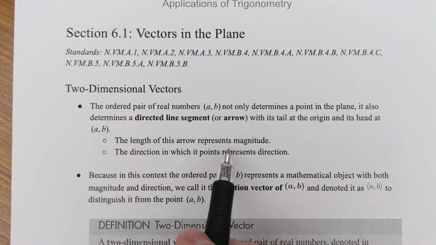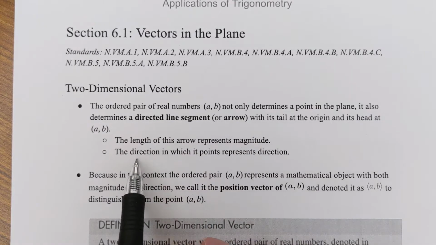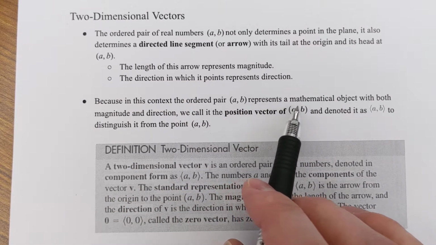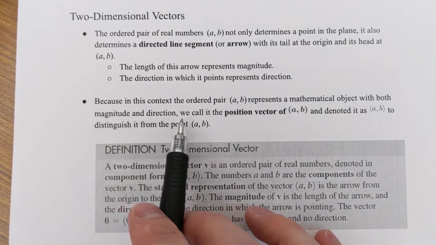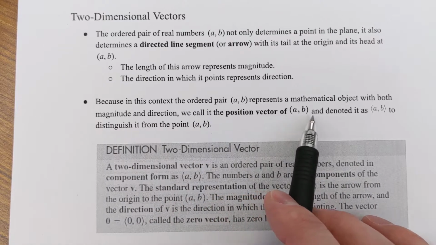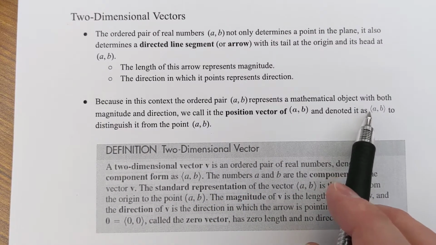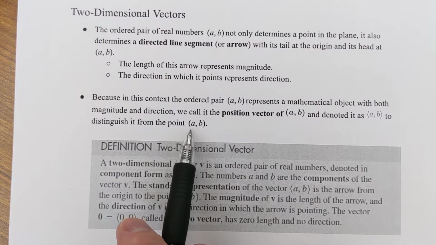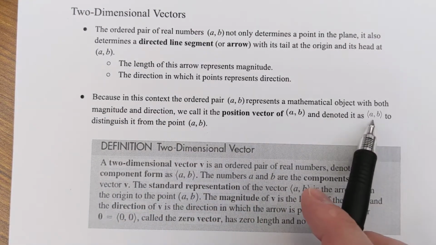How long that arrow is is referred to as magnitude. The direction in which it points is the direction. Because in this context, the ordered pair a, b represents a mathematical object with both magnitude and direction. We call it the position vector of a, b, denoted as ⟨a, b⟩ within angled brackets, to distinguish it from the point (a, b). So parentheses represent a point, angled brackets represent a vector.